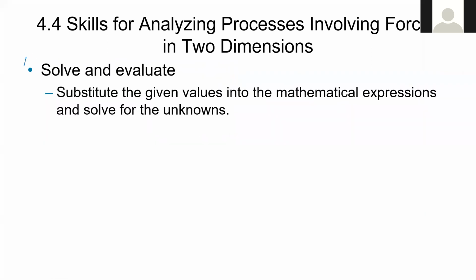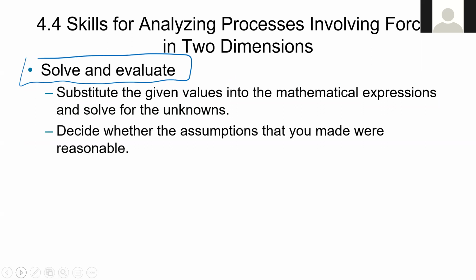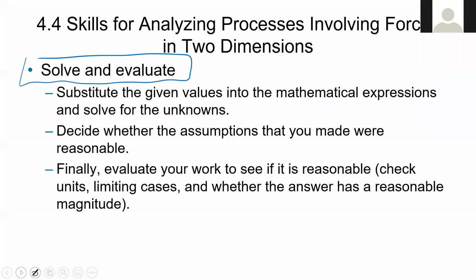And then your last step is your solve and evaluate. You only get two points for this solve and evaluate step. So this is where you actually write down the right answer, right? You substitute the given values into the mathematical expressions you've solved for. And then you look at your assumptions, were they reasonable? And look at the final answer. Check the units, maybe check limiting cases, and see whether the answer has a reasonable magnitude.